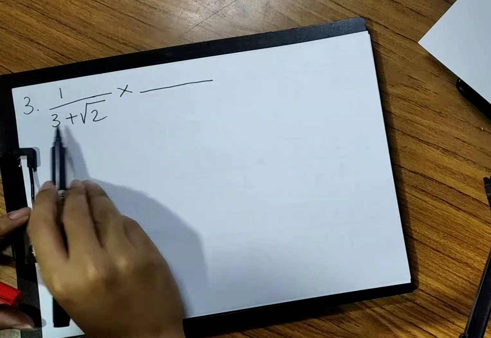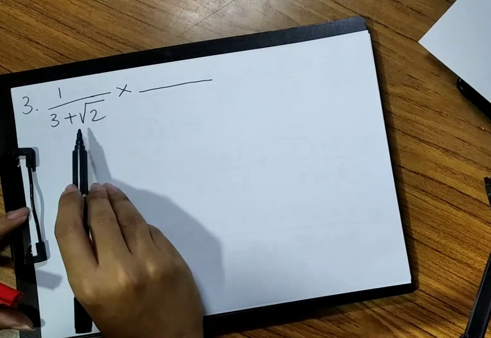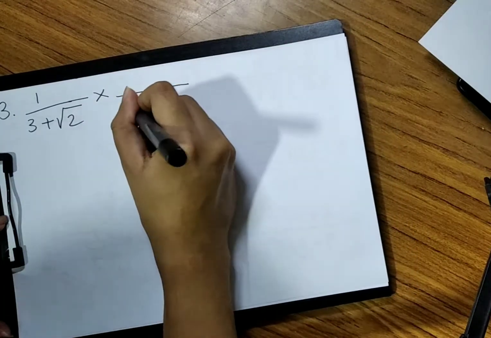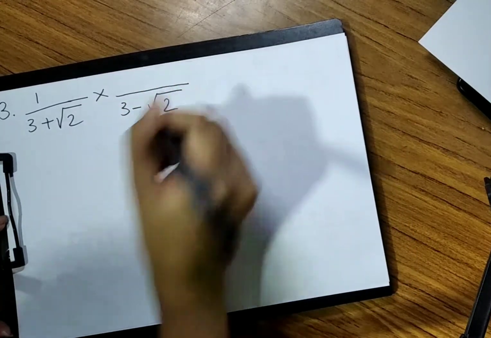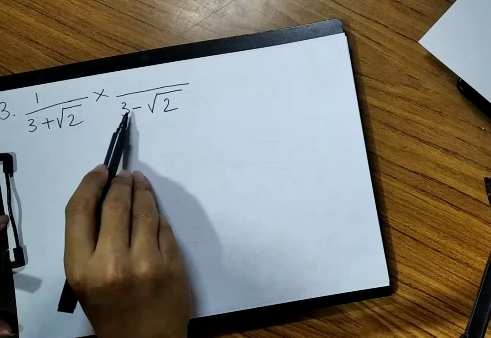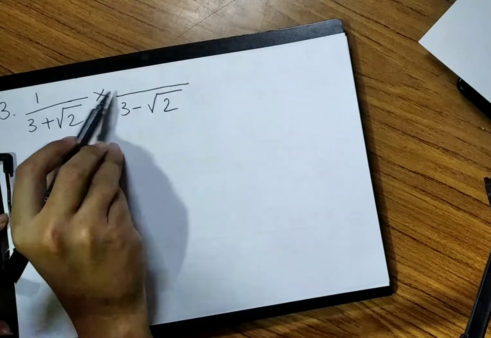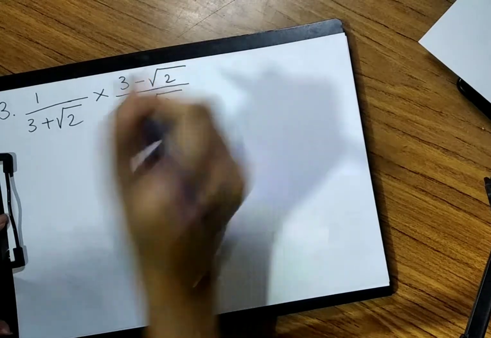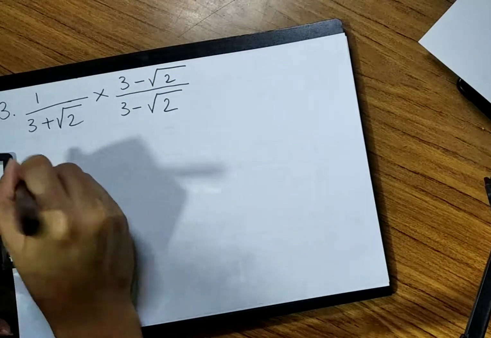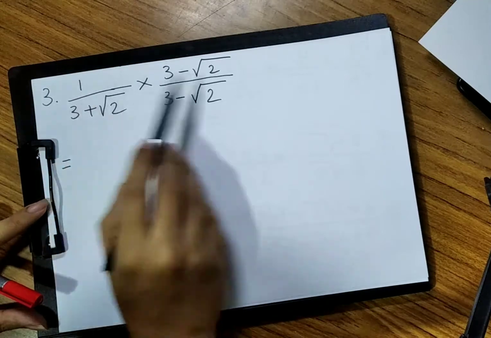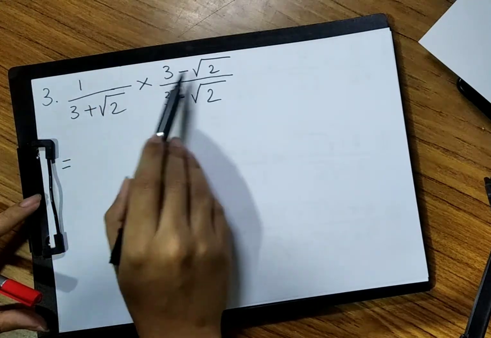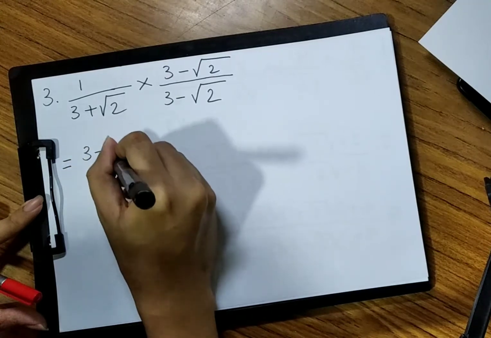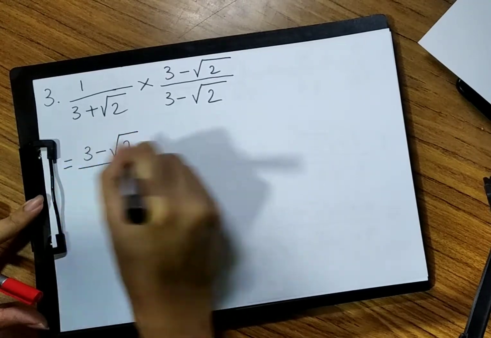Okay, we got 3 plus root 2 in the denominator, so multiply the denominator with 3 minus root 2. And since in the denominator is 3 minus root 2, the numerator is also 3 minus root 2. Now, let's see if this will work. So for the numerator, we got 1 times 3 minus root 2 is nothing special, just 3 minus root 2, nothing else to solve.